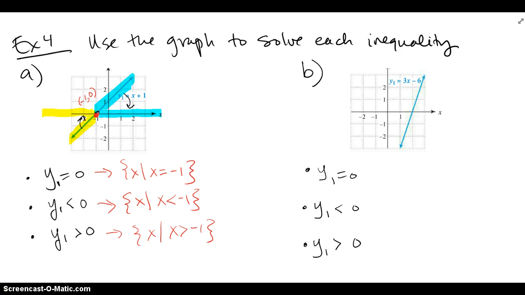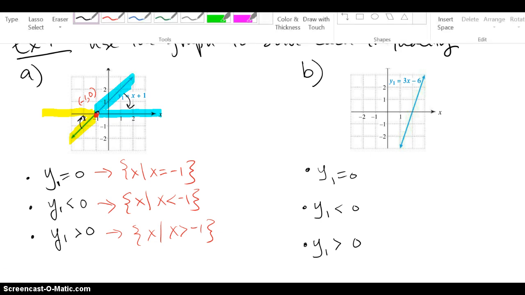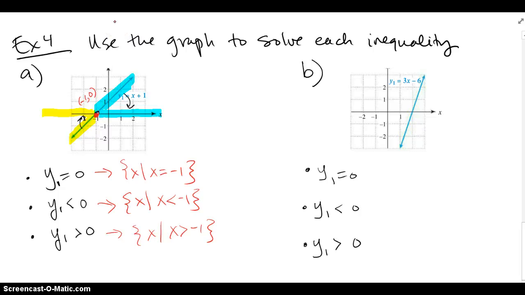Let's go do the same thing for part B. Again, this is very visual. We don't have to do any algebra to get it. When is y equal to 0? Well, y is 0 right here. It's basically the x-intercept of this graph. That occurs at 2, 0. So x such that x is equal to 2 gives me a y value of 0 as indicated here.